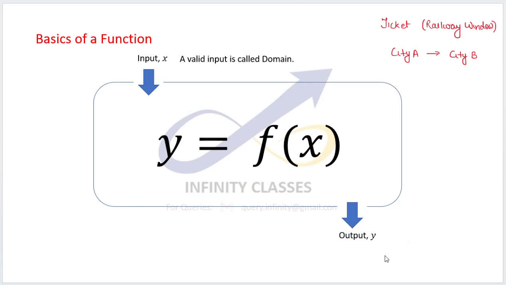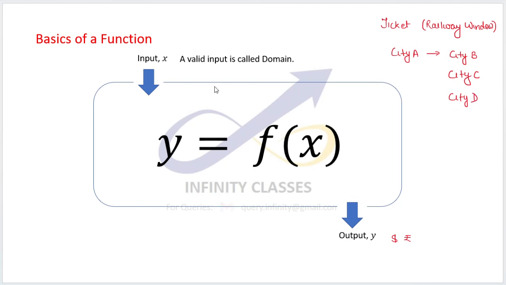The output would be the ticket and the cost of the ticket, whatever dollars or rupees it costs. Then if you give any other input, say city C, that output would be quite different from the previous output. There could be another city D for which you can get the same output.